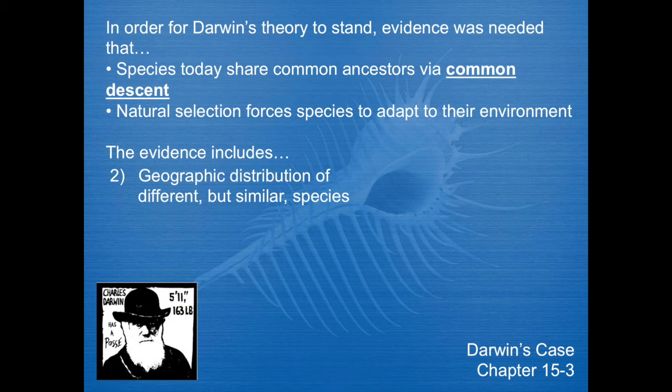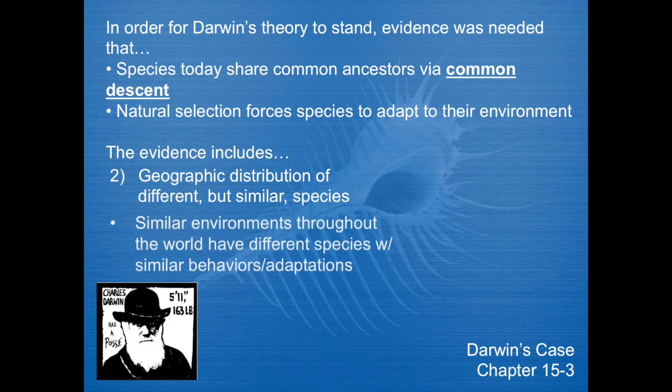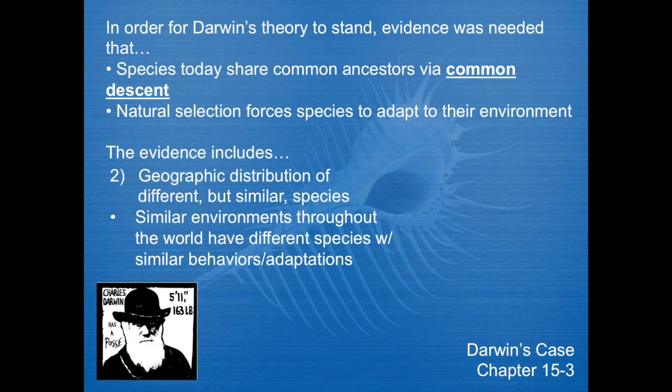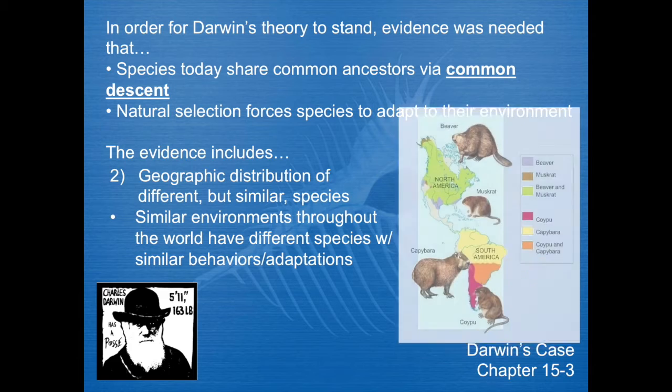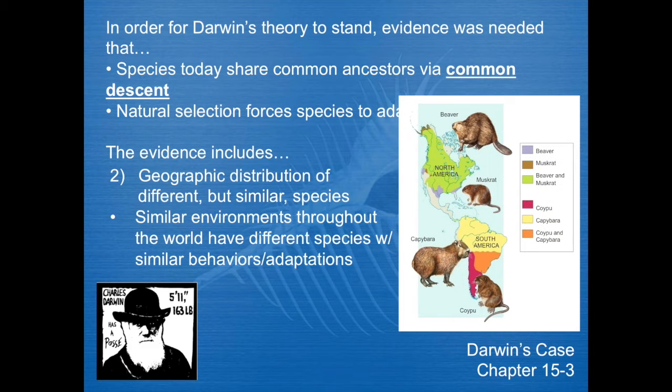The geographic distribution has also been used to prove Darwin's theory, in that similar environments throughout the world have different species with similar behaviors and adaptations. So if we look just in the Americas, all right, we see similar climates have similar traits that exist in both the beaver and the capybara. All right, to be small, furry, and brown works in the forests of North America just as much as it works in the forests of South America, and same thing with things like the muskrat. So it's almost as if different environments demand similar adaptations from their species.